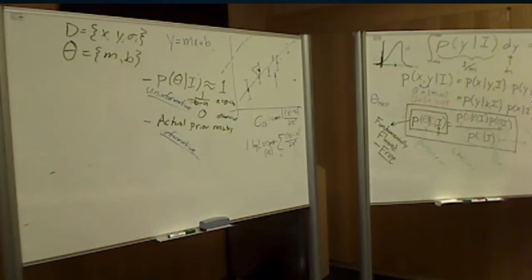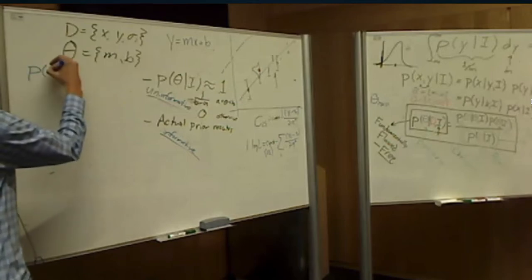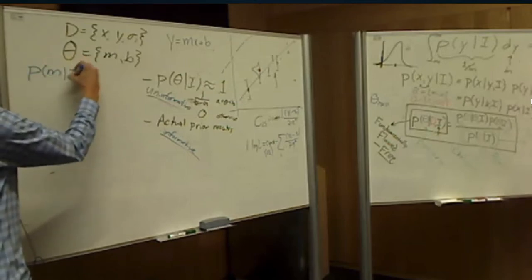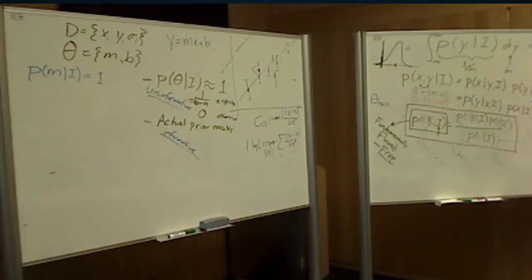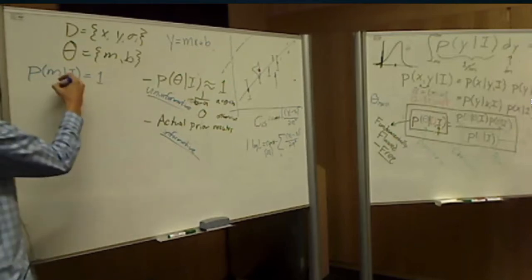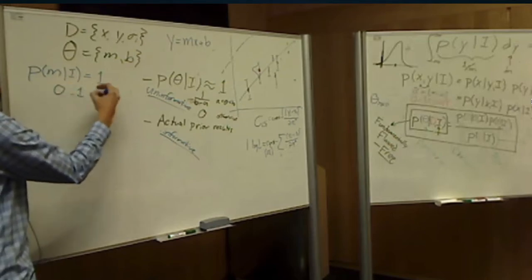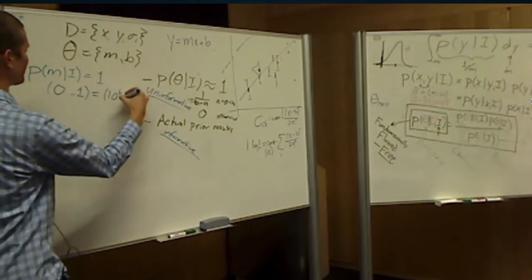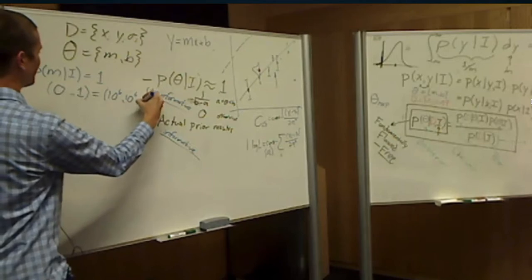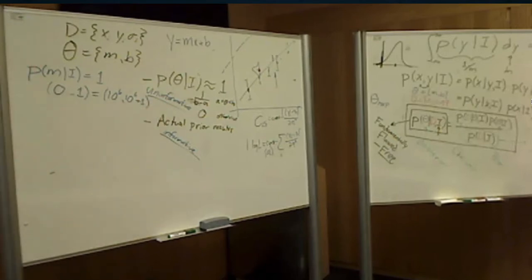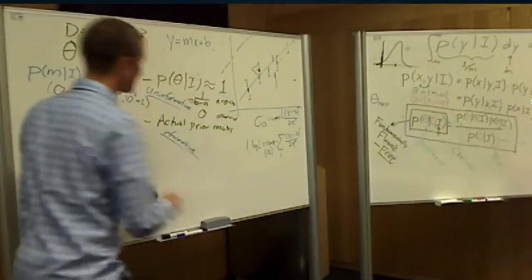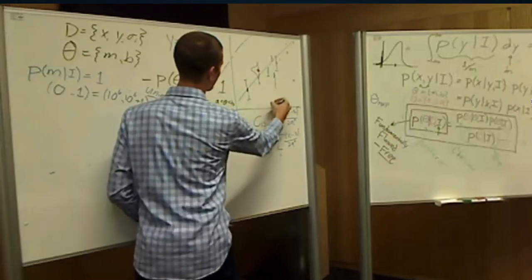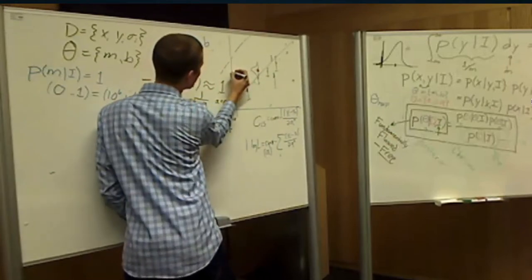Think about this in terms of the slope. If we say the prior probability of our slope, given whatever information we have, equals 1, that means the probability that the slope is between 0 and 1 is equal to the probability that the slope is between 10 to the 6 and 10 to the 6 plus 1. Basically, each unit of the slope has equal probability. So you translate that to the graph, and the probability that the slope is here is equal to the probability that the slope is here.